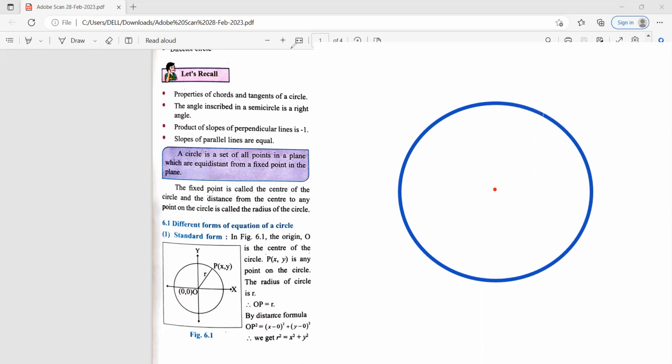So what do you see? You see a continuous curve. So this is the fixed point. This point is the fixed point.